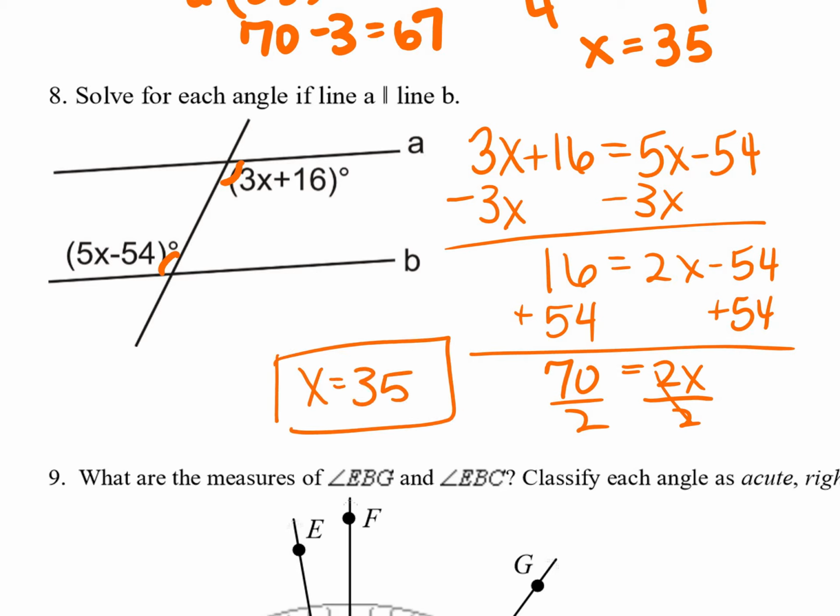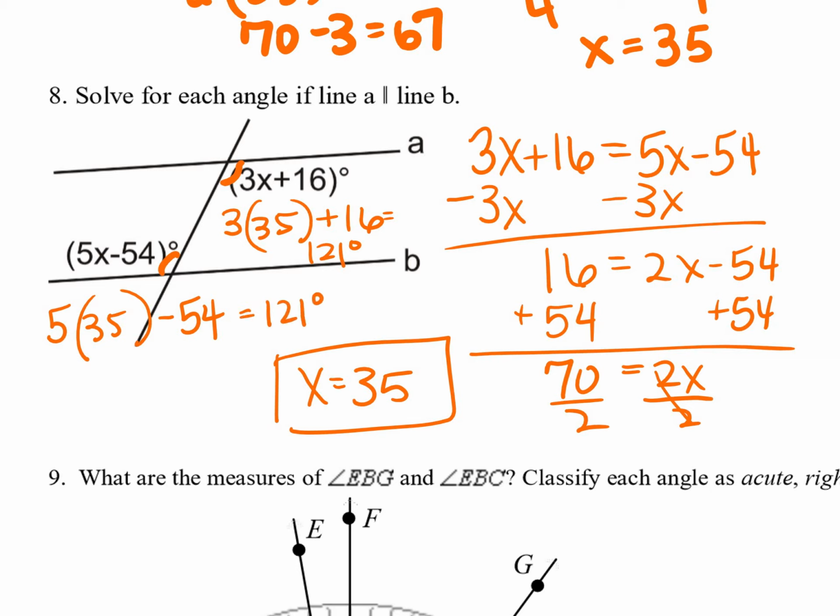Okay, that says solve for each angle. So now I want to take x and plug it back in. So 3 times 35 plus 16 and 5 times 35 minus 54. And so just calculate those out and you would get angle measures. 3 times 35 plus 16 turns out to be 121 degrees. 5 times 35 minus 54 turns out to be 121 degrees. They should be equal, right? Because they are congruent.